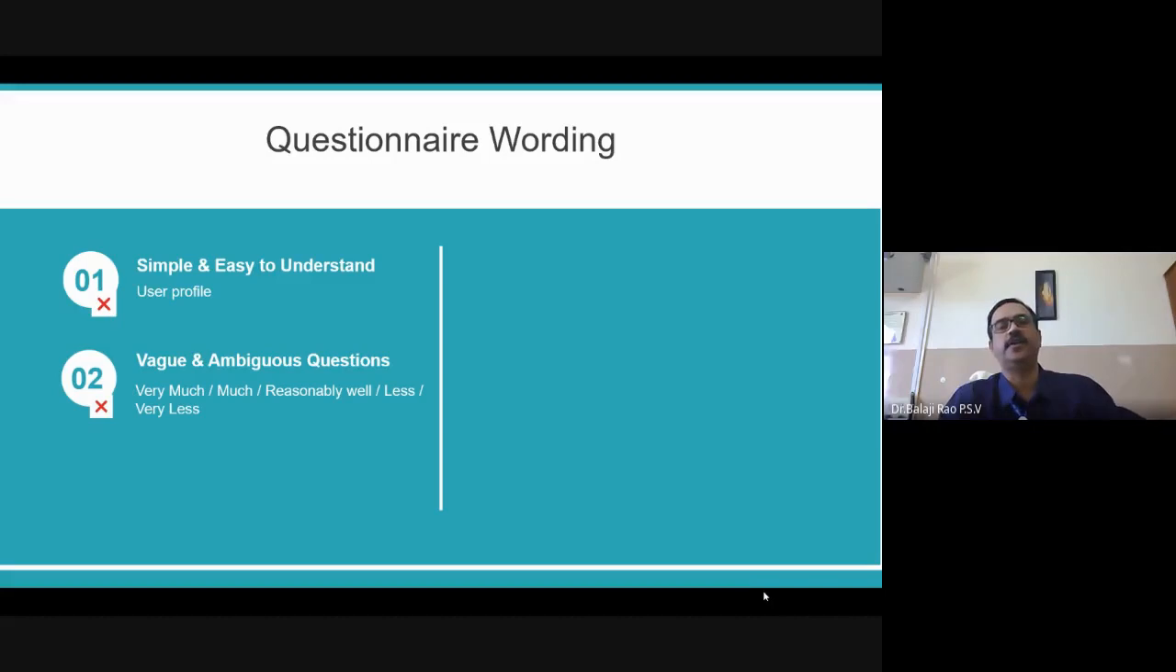If this is much inferior to XYZ, how much is it inferior? And if the product is reasonably well, what do you mean by reasonable? How do you quantify? It varies from one individual to another. The other examples are less in efficiency, or very less in efficiency. Please avoid these words in your item framing while designing a questionnaire. Since these are all very vague and ambiguous, don't use any adjectives or words which are not commonly perceived by all the respondents.